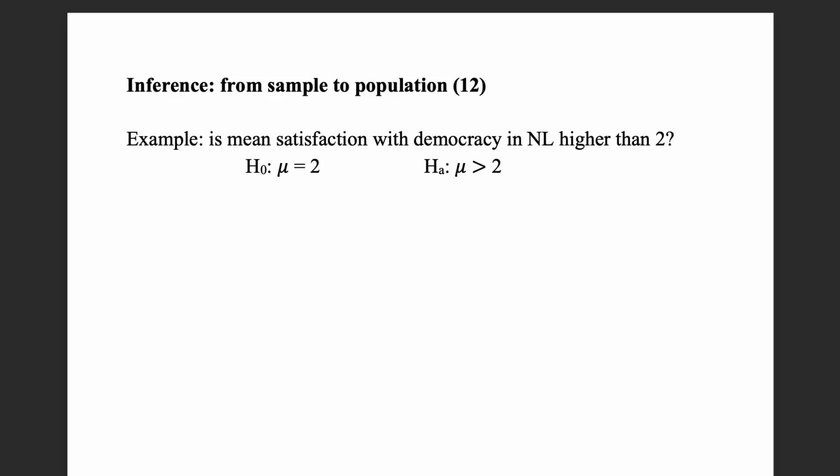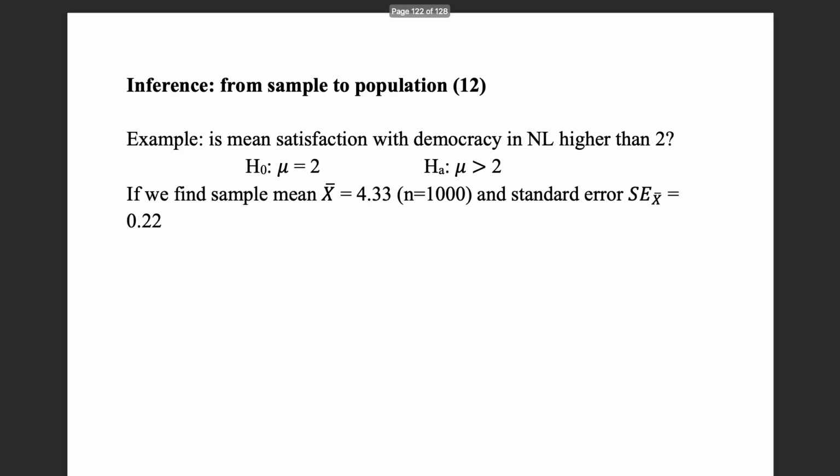Yeah. So that's great. In this example, it's pretty straightforward. If you want to find out whether mean satisfaction is larger than 2, then you need to test the null hypothesis that it is 2, because if you can reject that null hypothesis and you find that in your sample the mean value is actually higher, then you can find evidence that in fact in the population also the mean of satisfaction of democracy has increased.